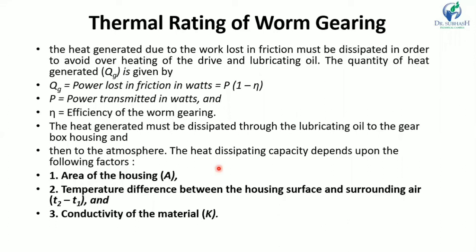Therefore, the heat dissipating capacity QD is given by the equation QD is equal to A (T2 minus T1) into K. So the thermal rating, or heat dissipating capacity, you can find by this equation.